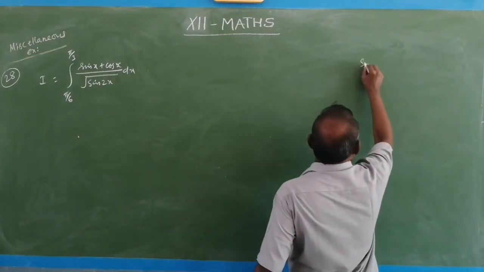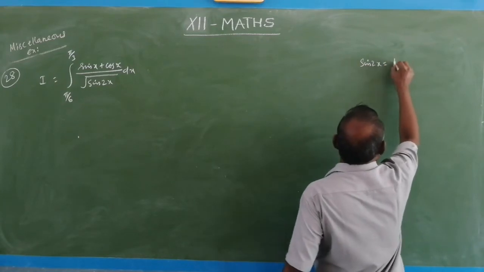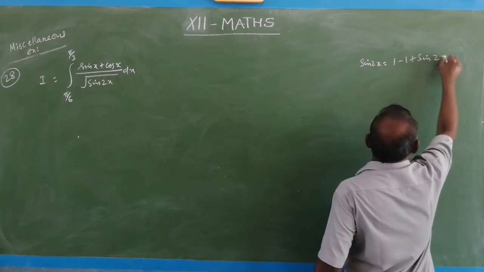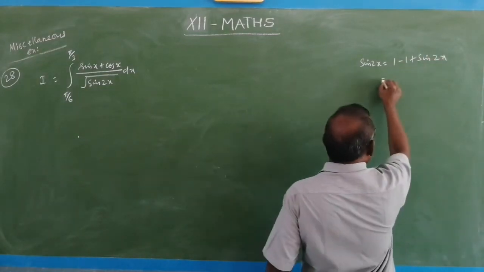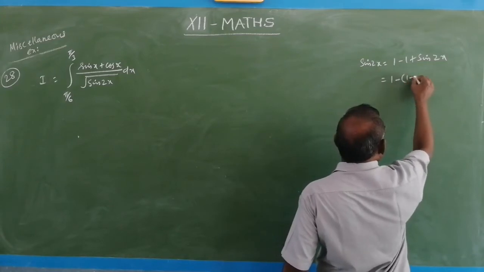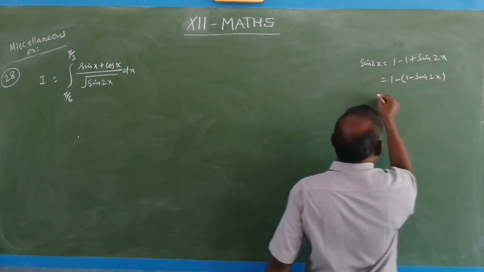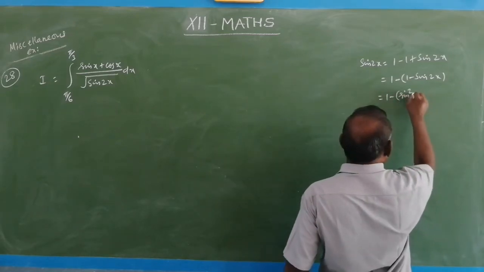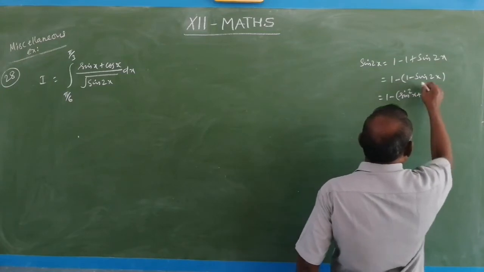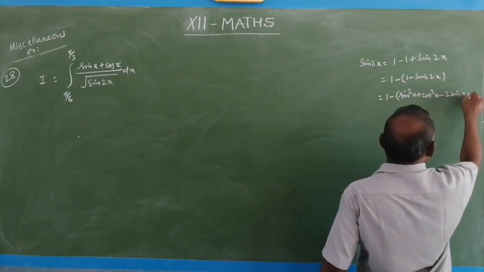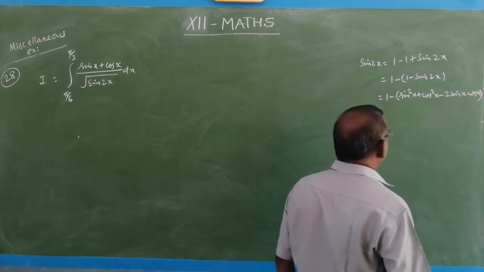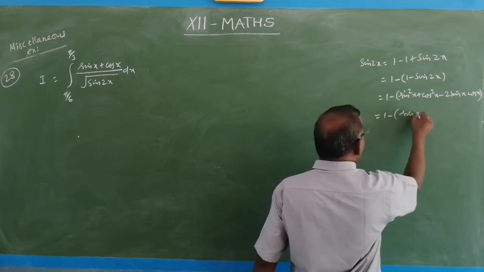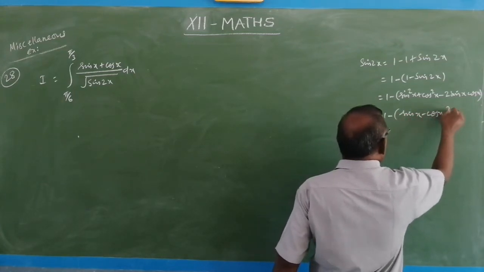Now sin 2x equals 1 minus (1 minus sin 2x), so we are adding plus 1 and minus 1. Here, taking minus common, 1 minus sin 2x is equal to 1 minus of sin square x plus cos square x minus 2 sin x cos x, because sin 2x is 2 sin x cos x. That is equal to 1 minus (sin x minus cos x) the whole square.